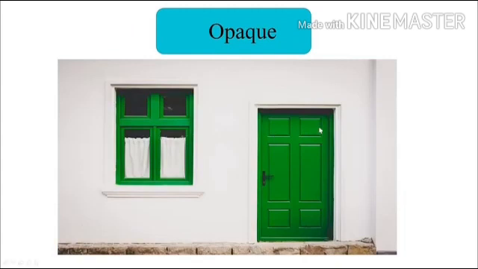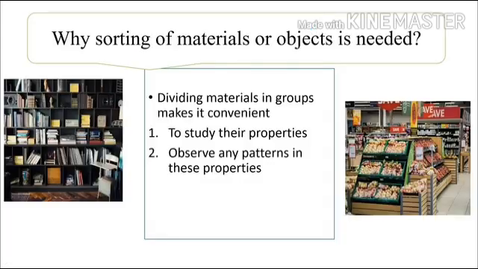And that is the reason that we have wooden opaque doors in our homes so that no one can look into our homes from outside. So before wrapping up this chapter, it is important to understand why sorting of materials or objects is needed. You must have seen that in a library, the books are always arranged in different sections according to subjects and classes, so that it becomes very easy to locate a particular book.